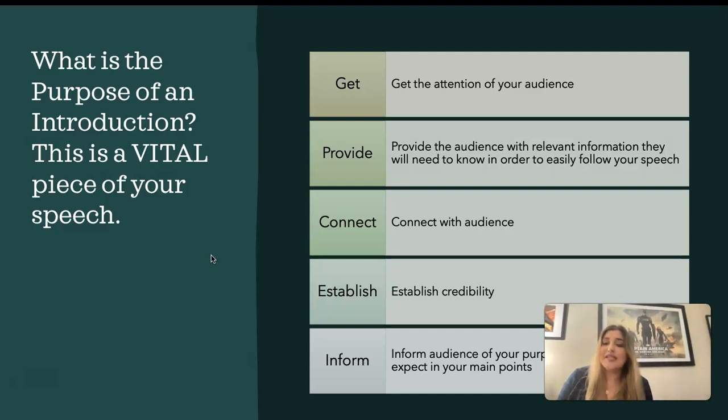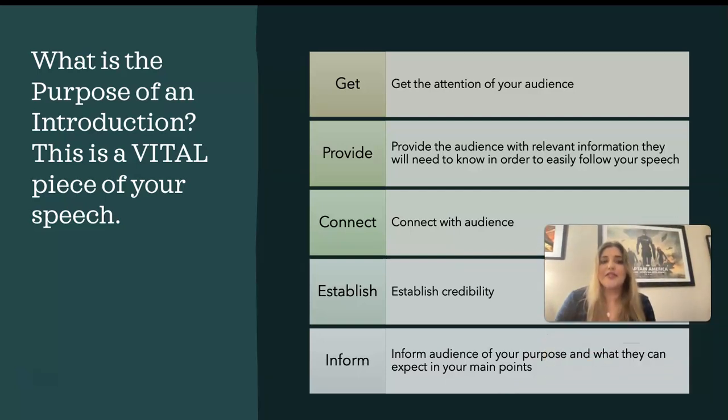And then you also want to establish credibility. Like, why are you credible on this topic? Why should anybody be listening to you? And then you want to inform. This is really important. I'm a really big stickler for this. You want to inform your audience of your purpose and what they can expect from your main points. So you want to give them that preview thesis. You say, basically, this is my specific purpose. This is the topic I'm going to be going over, and I'm going to go over it by going over this, this, and this. And you should only have about 3 main points. Okay.